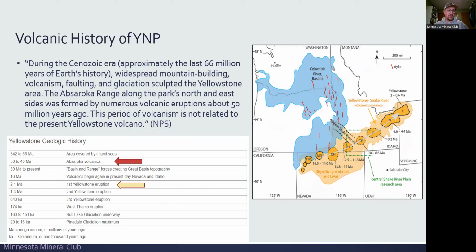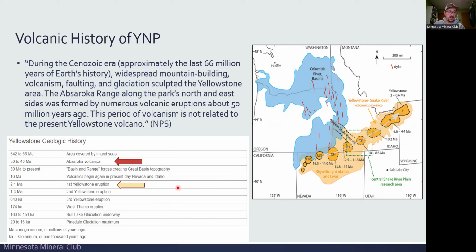The Absaroka Range along the park's north and east sides was formed from numerous volcanic eruptions about 50 million years ago. This period of volcanism is not related to the present Yellowstone volcano. If you look at this diagram on the right, it shows the Yellowstone hotspot and its locations. You can see it first showing up down here in Nevada almost 20 million years ago. You've got the progression as it moves through Idaho and then into its current spot, which is around 2 million. Even on the border here, you've got 6.6 to 4.4 million years ago for the Yellowstone hotspot.